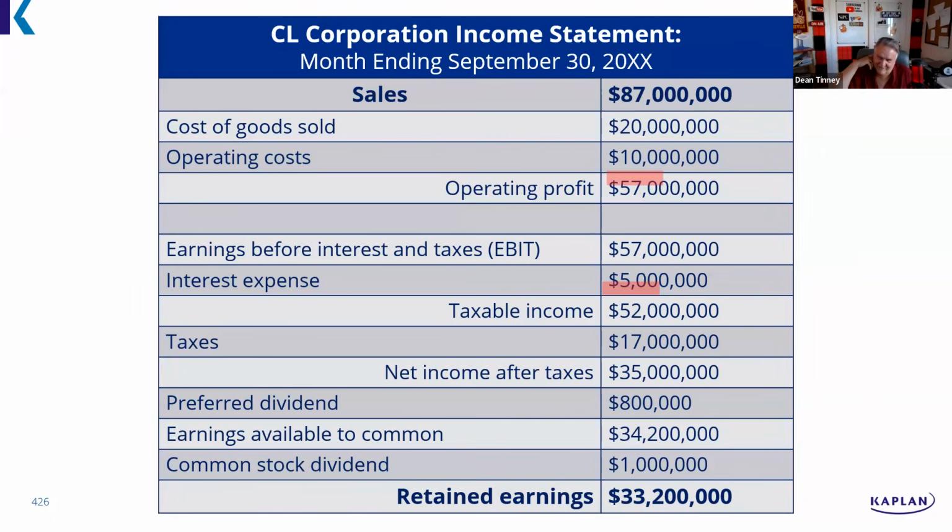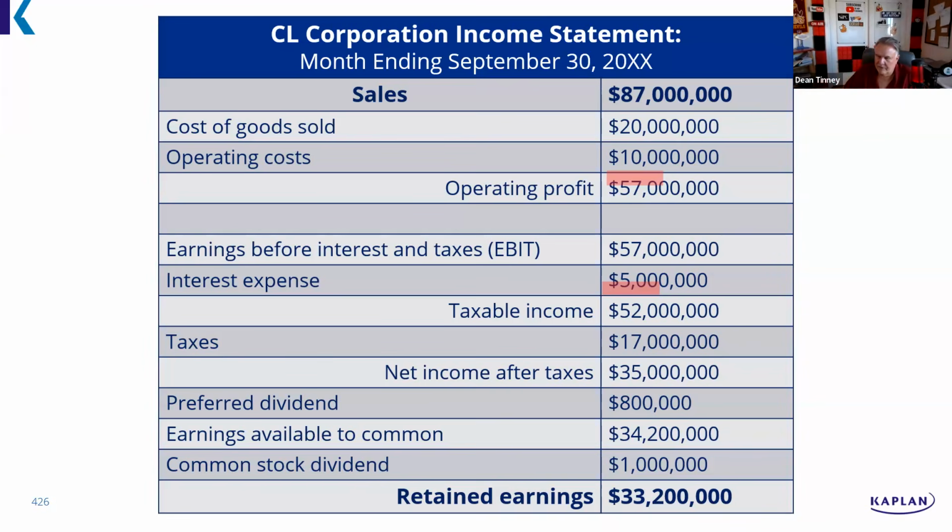So here we have an operating profit of 57. We had earnings of 57 million. We've got to pay our bondholders 5 million. So we have taxable income of 52 million. We got to pay the IRS. So now we have net income after taxes, very testable.